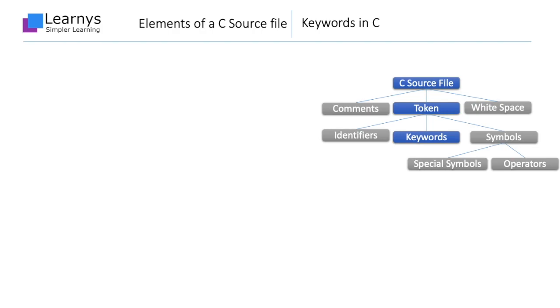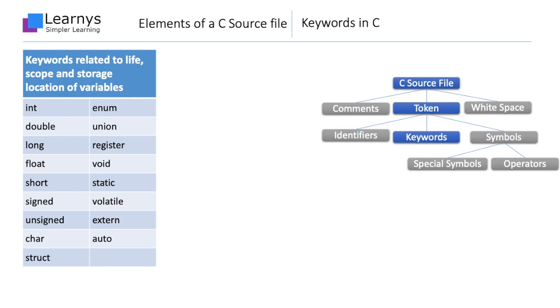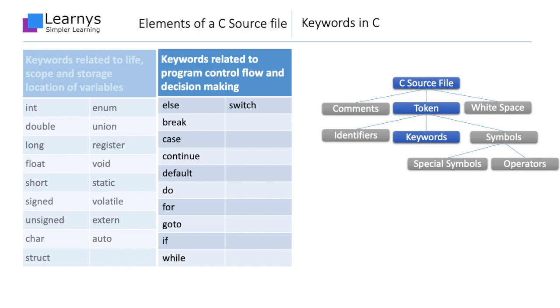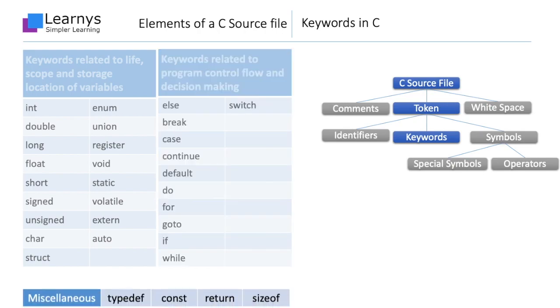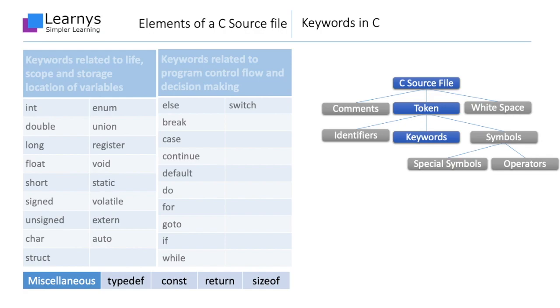Let's talk about keywords first. There are a total of 32 keywords available in C language. As discussed earlier, keywords are predefined words. That means these keywords can only perform a specific kind of task given by the compiler. Keywords can again be categorized as related to life, scope, and storage location, related to program flow control and decision making, and miscellaneous keywords. We are going to discuss each and every keyword in great detail in the coming videos.